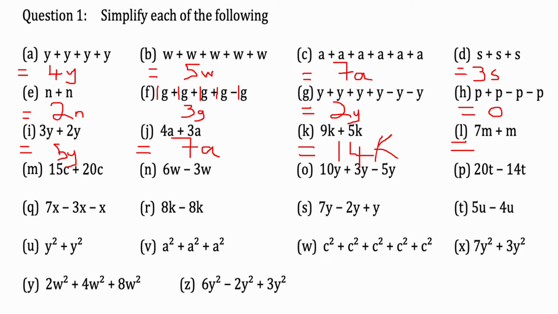7m plus 1m is equal to 8m. 15c plus 20c is 35c. So this is what I mean by collecting like terms. I can collect all the letters. It has to be the same letter and the same base that I can collect. 6w take away 3w is equal to 3w.